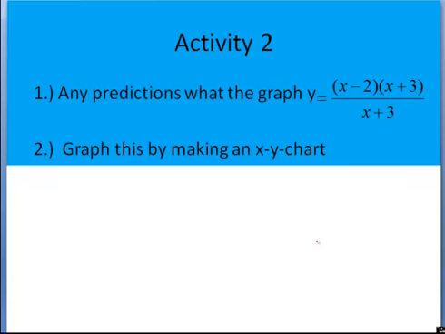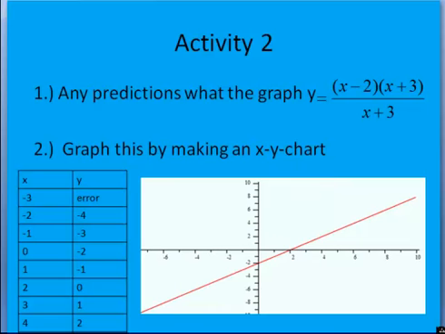Activity 2, I want you to make predictions about this graph, make some observations, and try to figure out what's going on. I'm going to expose the answer, so make your graph. And here's what this one would look like. Again, we have this error, and it's again occurring where we could simplify, right? We might as well have just graphed y equals x minus 2, where -2 is the y-intercept, and we have a slope of 1, so rise 1, run 1, rise 1, run 1.